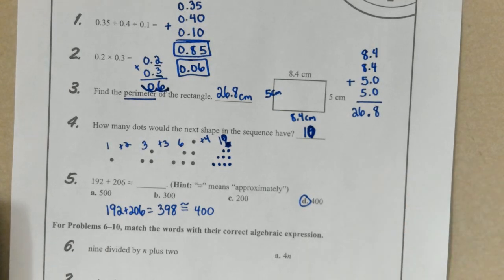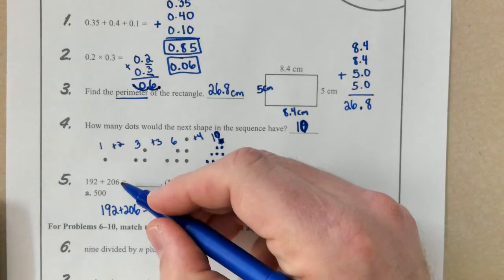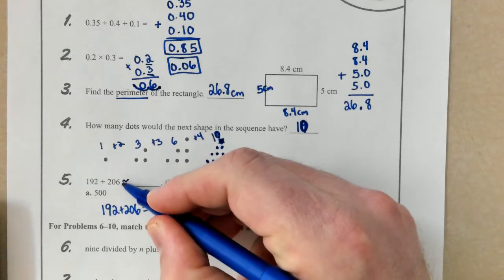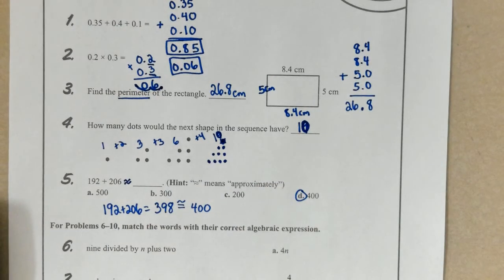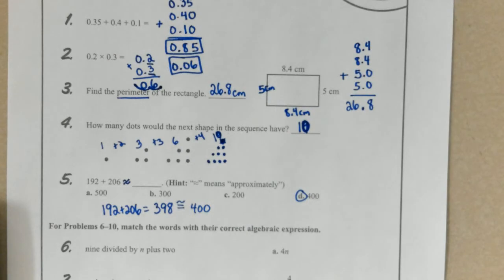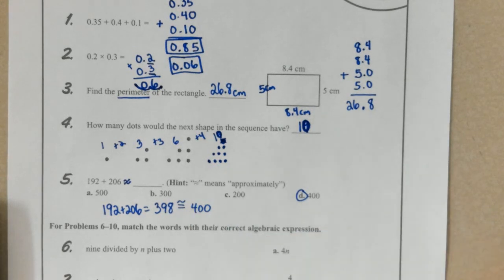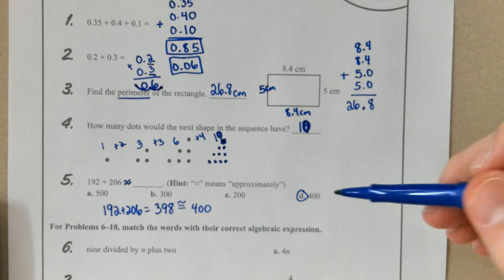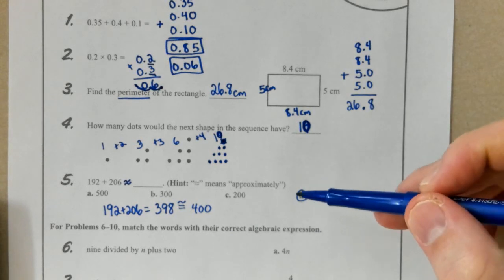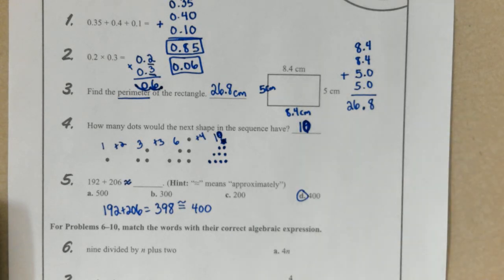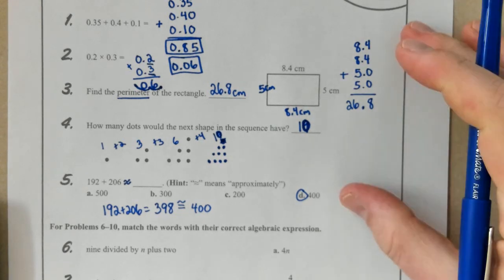Number 5 says 192 plus 206, and these 2 squiggly lines mean approximately. So if I added them up, my exact answer would be 398. But that's approximately really close to 400. So I would say that 398 is closest to 400 out of those 4 answers.